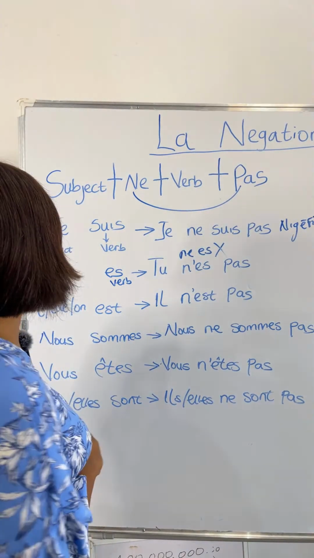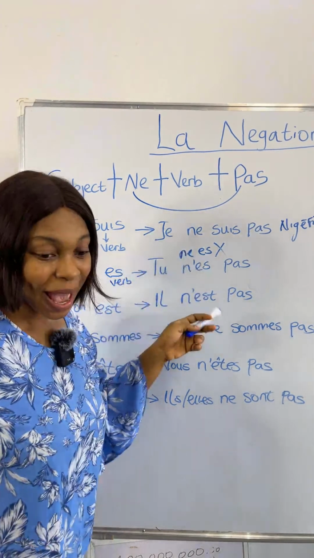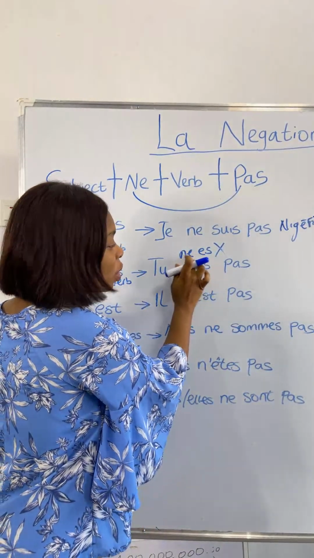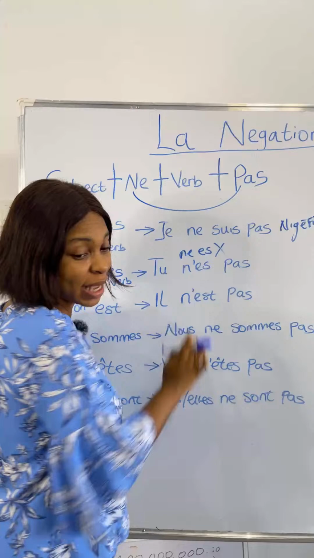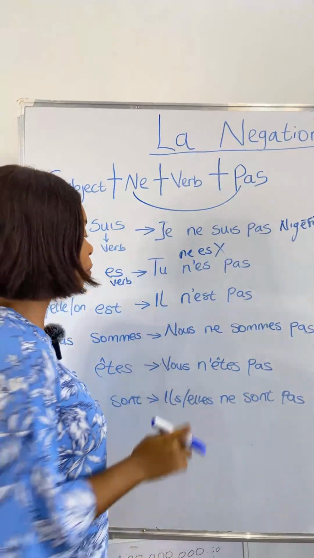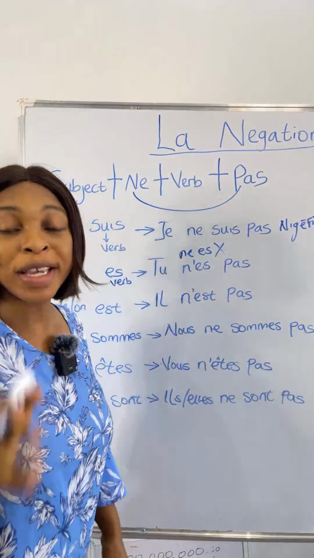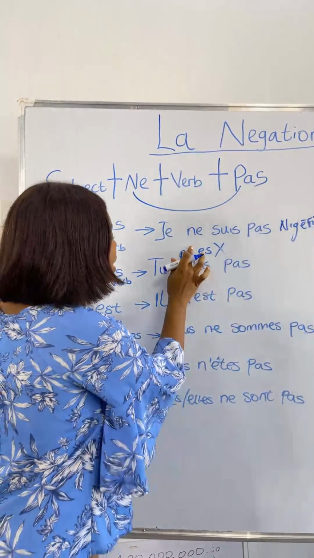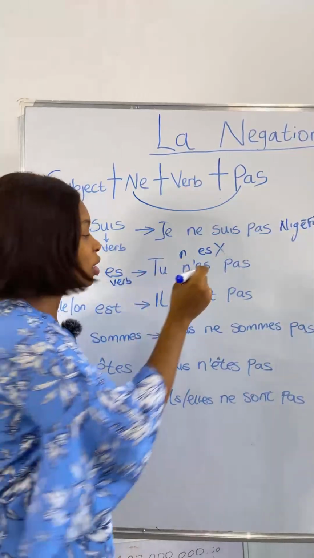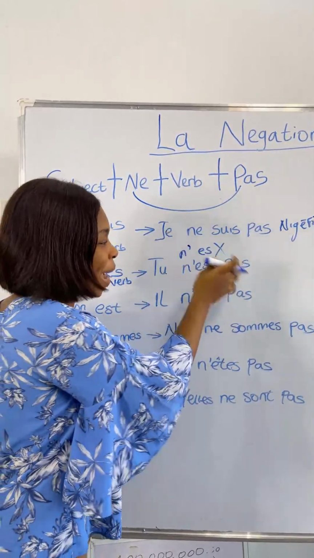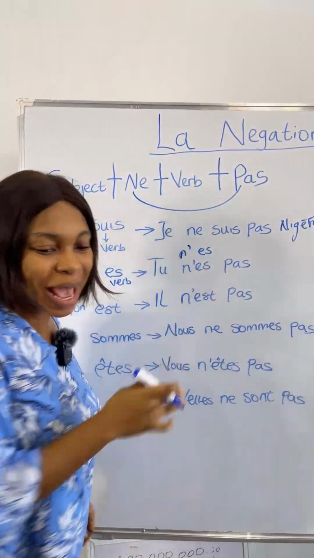Okay, so it's now tu n'es because we cannot have two vowels side by side in French. I repeat, you cannot have two vowels side by side in French. So in this case, you omit the E and it becomes what? Apostrophe. Tu n'es pas.